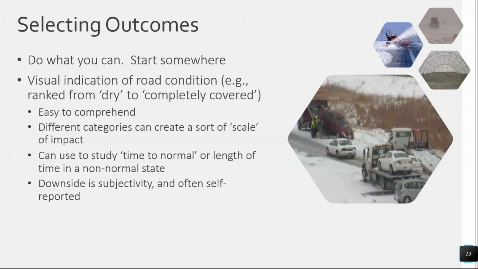But the downside is that in the end, you are looking at a visual indication that somebody gave a road segment. So that's often self-reported. That's often the plow drivers or the supervisors themselves who are reporting that. It's also the case that if you asked two different people what the road condition is, you may very well get two different answers.